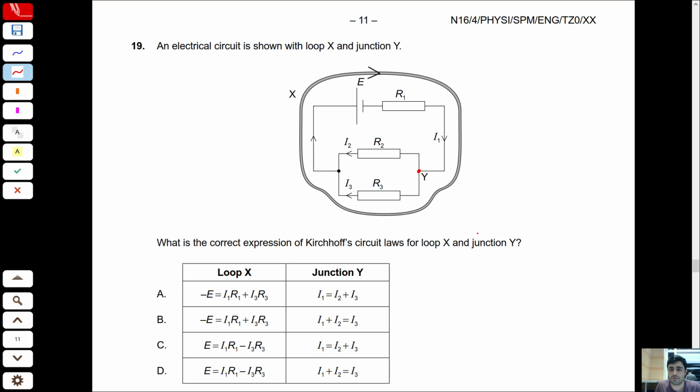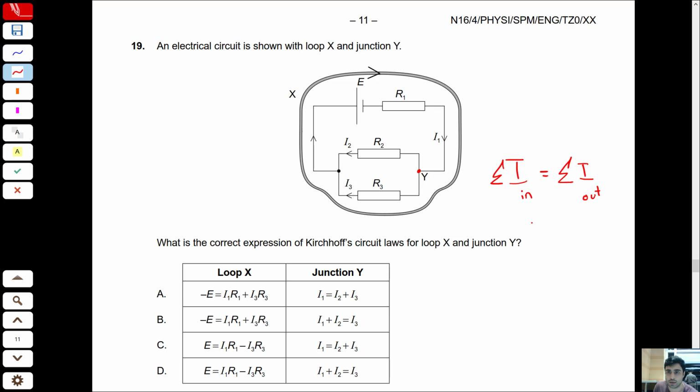Kirchhoff current law always applies at a junction, and Kirchhoff current law applied at a junction says that the sum of all the current going into the junction has to be equal to the sum of all the current going out of the junction. It is based upon conservation of charge, that charges can never be created or destroyed. So the total current that goes into a junction has to be equal to the total current coming out of the junction. So what are the currents going into the junction Y?